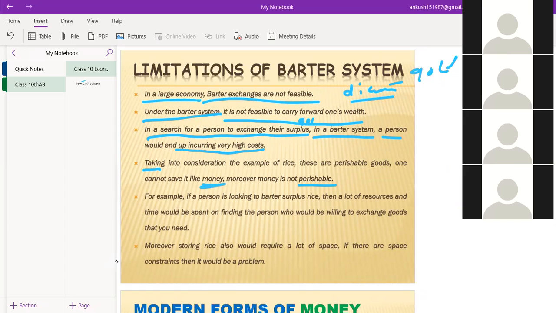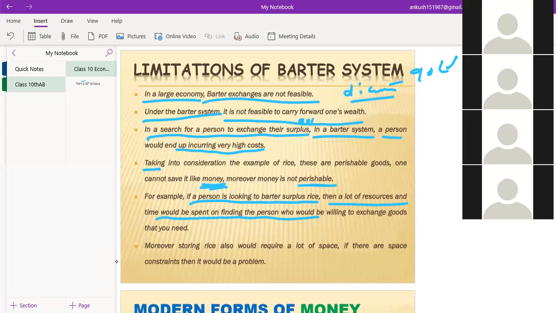As we have seen the case in Uttar Pradesh, you might have heard about it, that the person who was selling scent was caught by the ED and the income tax department. So it was stored money. It was not perishable. Then, for example, if a person is looking to barter surplus rice, then a lot of resources and time would be spent on finding the person who would be willing to exchange goods that you need.